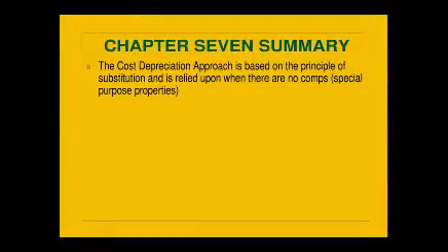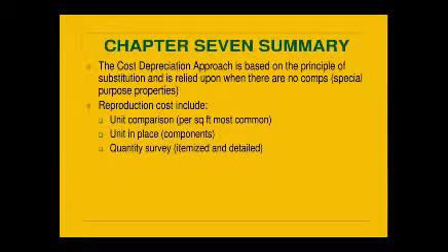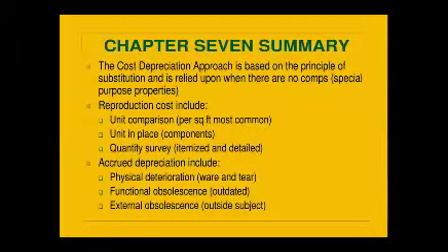The cost depreciation approach is based on the principle of substitution and is relied upon when there are no comps available. In other words, when we're dealing with special purpose properties. Reproduction cost includes the unit comparison approach, the unit in place, and the quantity survey method. Accrued depreciation includes physical deterioration, which is ordinary wear and tear, functional obsolescence, which is something that's outdated, and external obsolescence, something outside the subject property causing the subject to lose value.